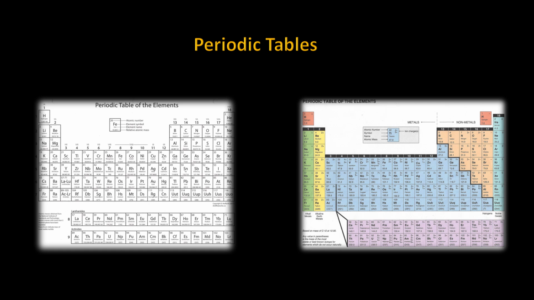This is what your periodic table should look like. It will include the element symbol, the element name, atomic number, and the atomic mass in grams. As you will see going forward, the atomic mass is the most important value.